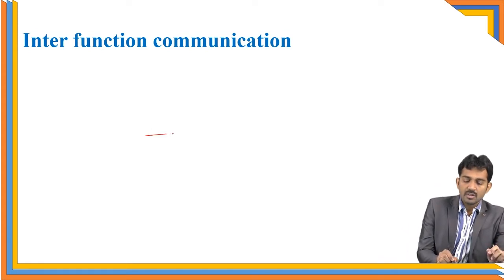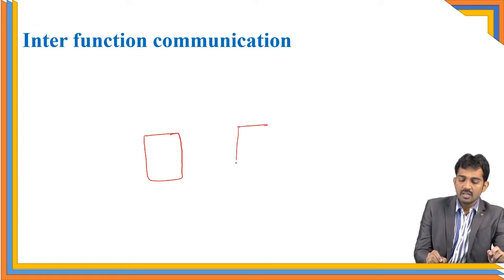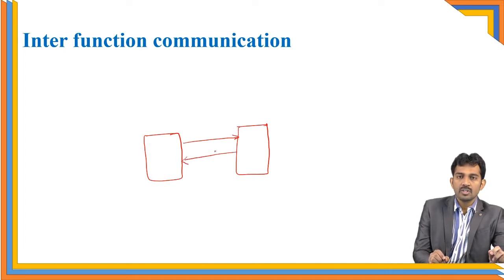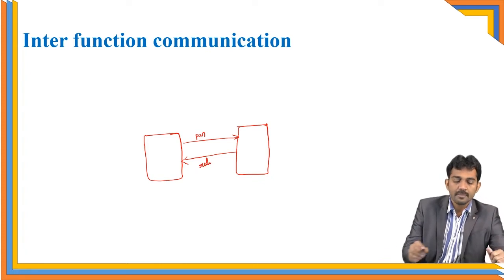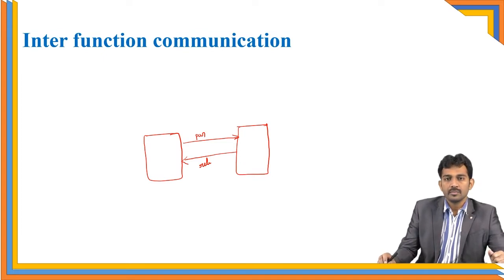See, two functions are there. The first function is going to send the data to the subfunction, and the subfunction is going to send the result back to the main function. Right? These are the parameters and return values. Function with parameters and with return values comes under inter-function communication. This is the best example of this one.